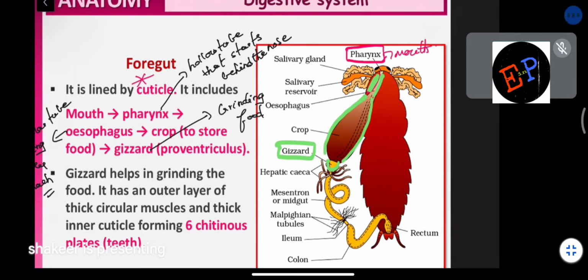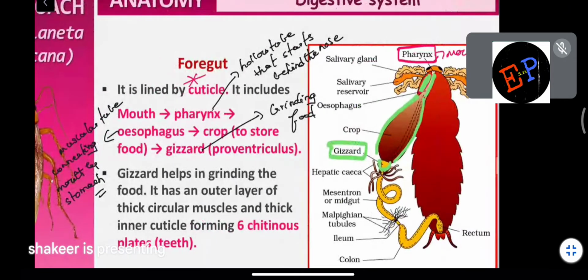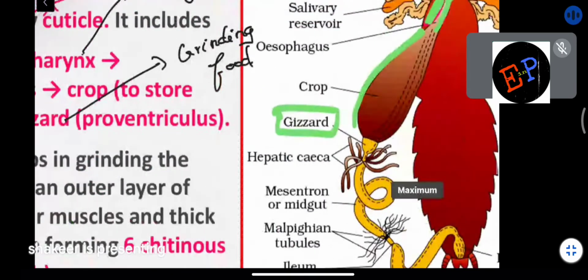Mouth, pharynx, esophagus, crop, and gizzard. Clear? So the gizzard helps in grinding of the food. It has an outer layer of thick circular muscles and a thick inner cuticle forming 6 chitinous plates. You can also call them teeth. This small region which you are seeing here is called the gizzard.